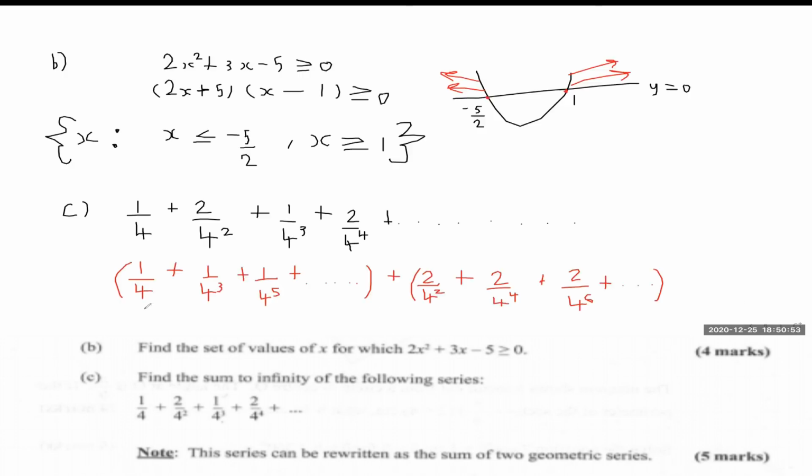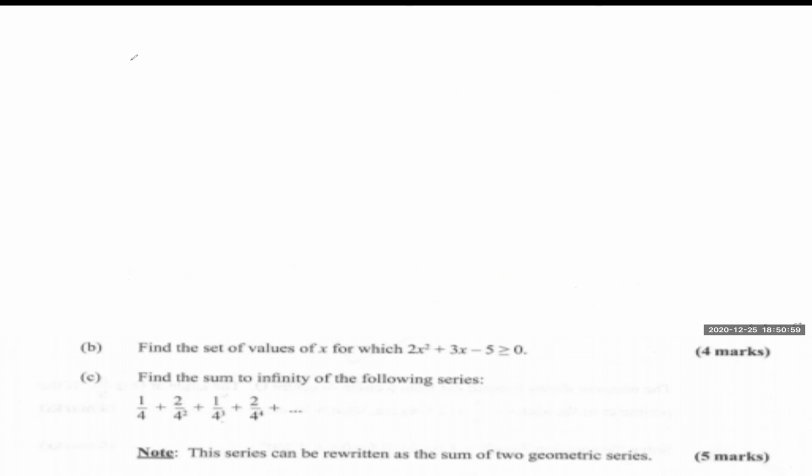Now, the first thing we can do is look at this. Remember, how do we find the sum to infinity? That's a reminder. Sum to infinity is a over 1 minus r, where a is the first term of the series and r is the common ratio.